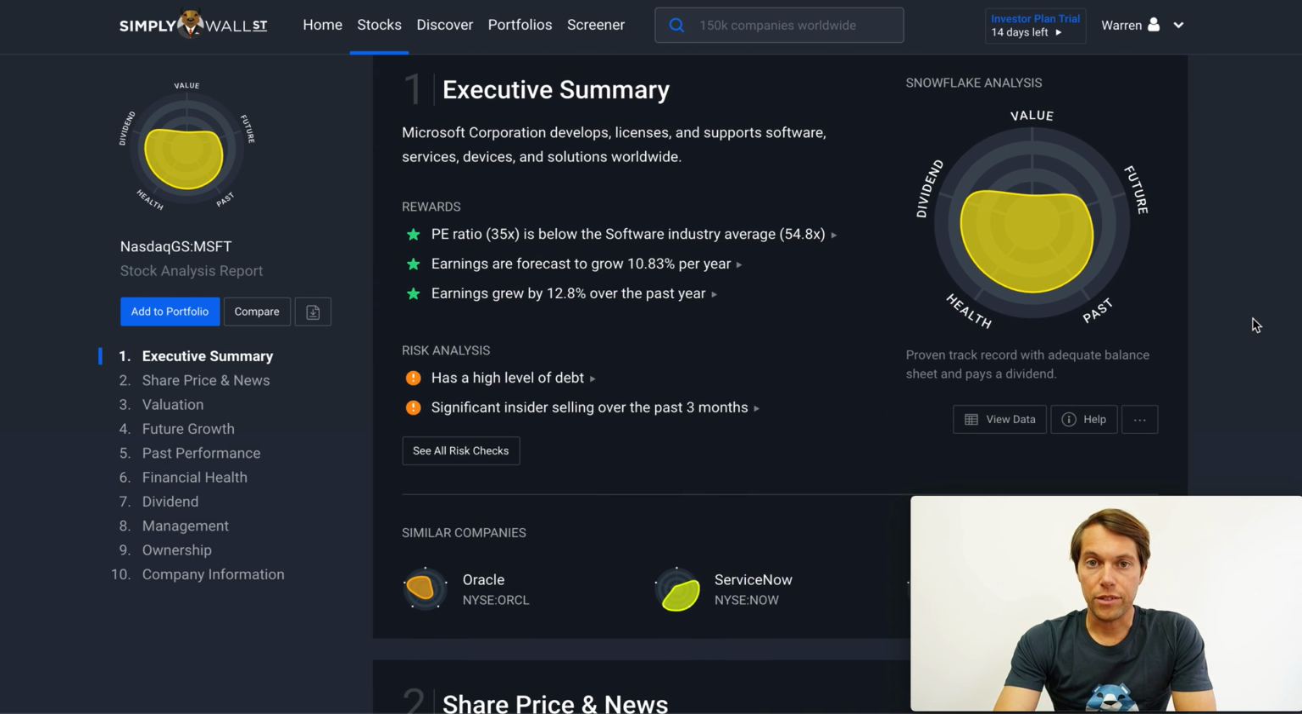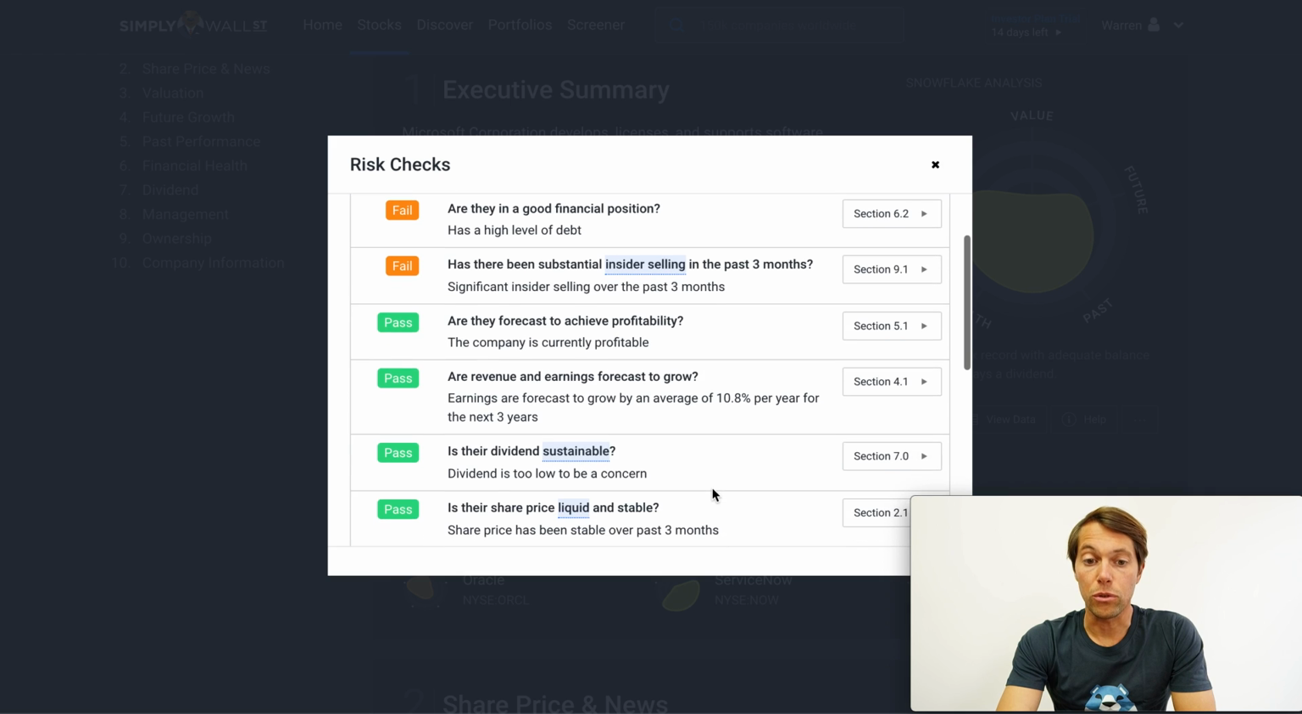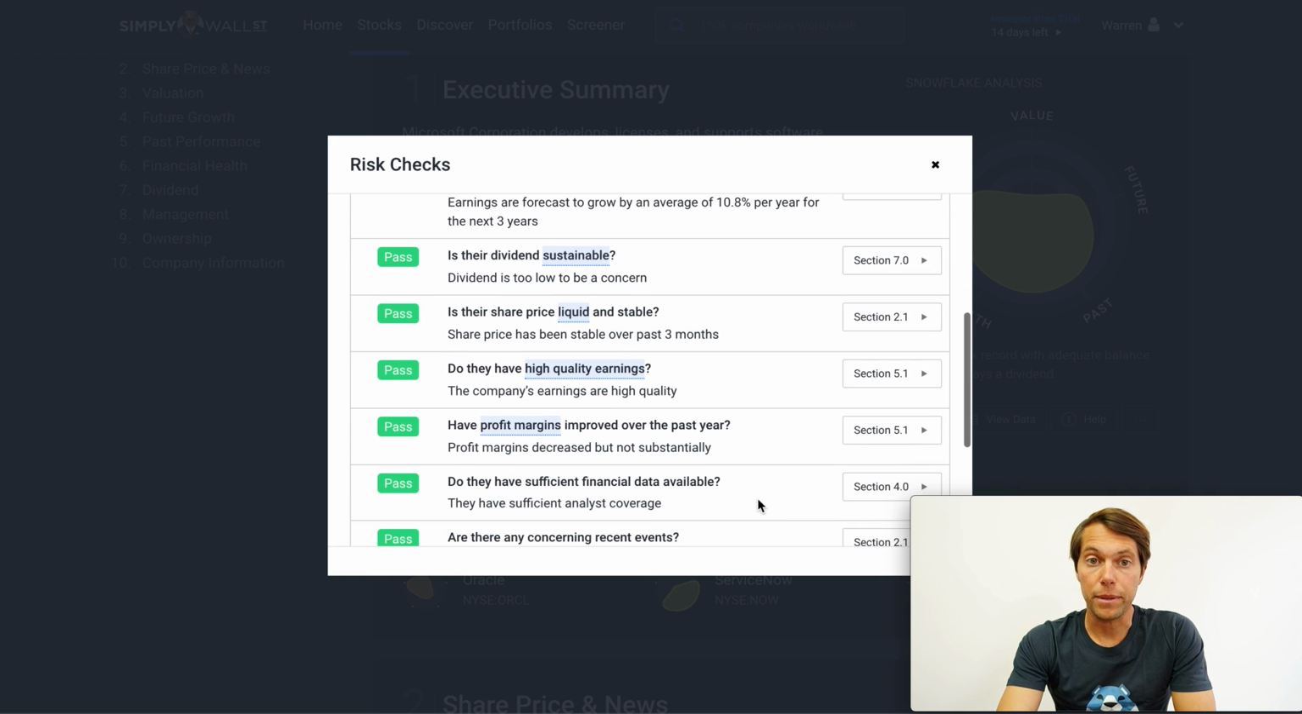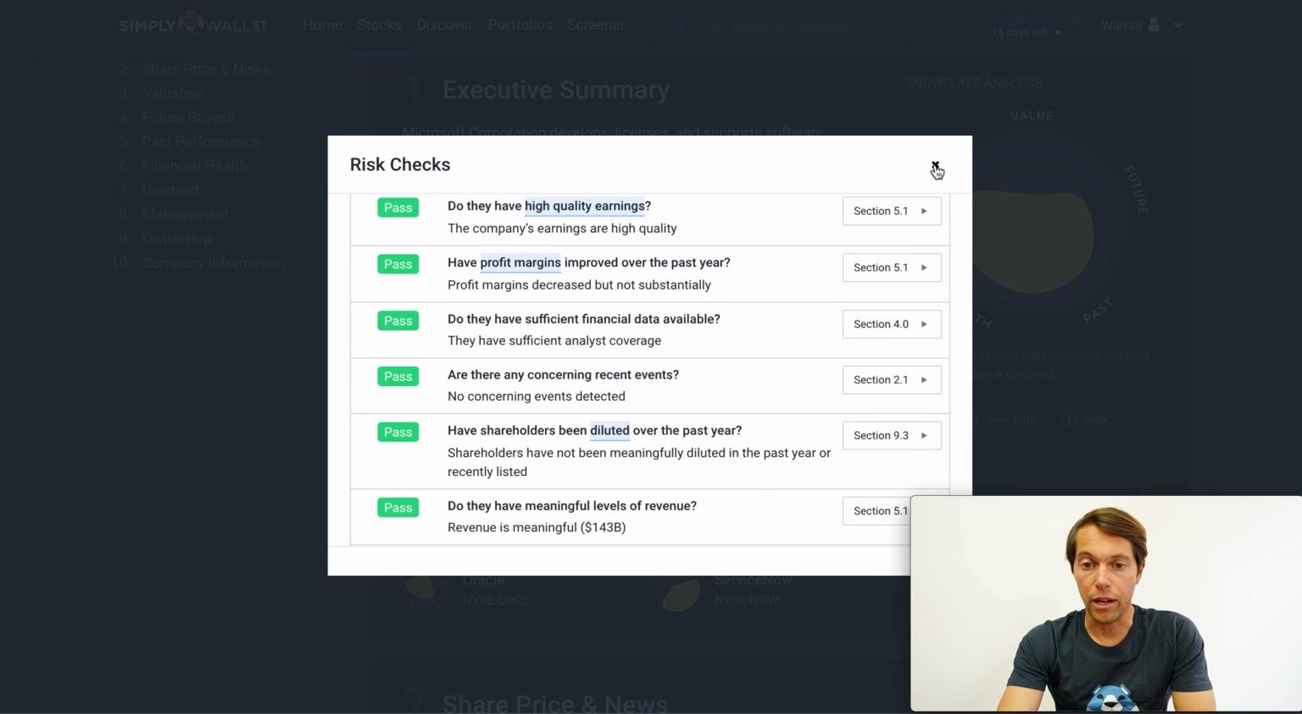Let's get on to the executive summary. The executive summary is simply a snapshot of all of the information that's in this report. What we're highlighting here is the most interesting stuff for you. So we're picking out the best bits, which will be the rewards, and the worst bits, or what we call the risks. We actually do 14 risk checks on every company. And if you click here where it says see all risk checks, you can see all the checks that we are doing on every company. Now, Microsoft is actually passing most of those.